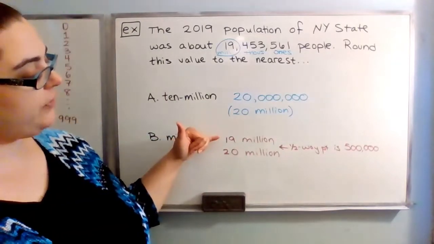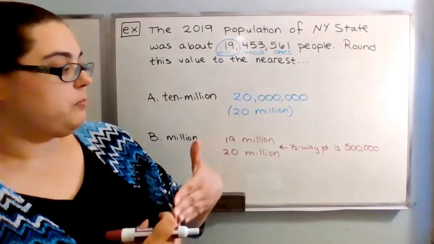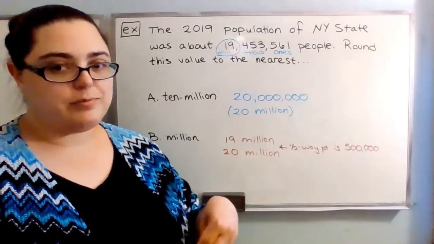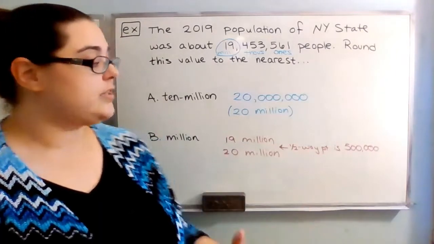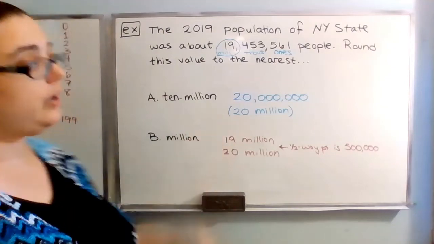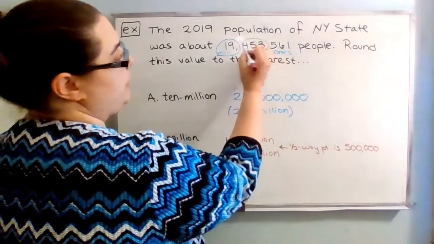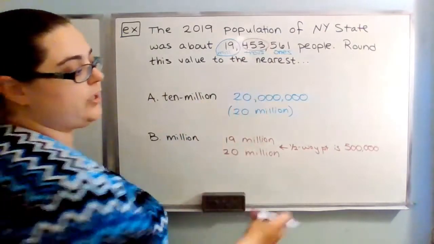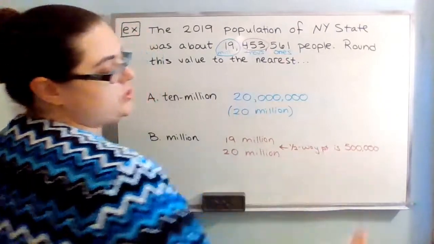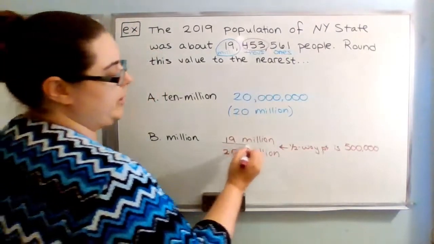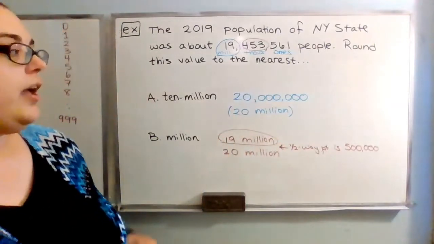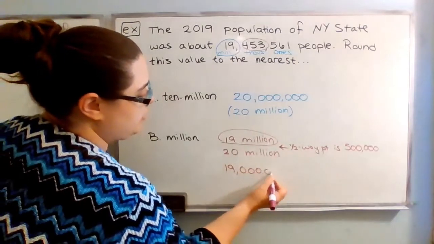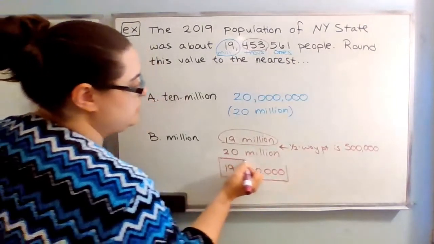So if I have 19 million and then more than 500,000, that means I'm going to be closer to 20 million. And if I have 19 million and then smaller than 500,000, that means I'm going to be closer to 19 million. So when I look at how many thousands we have here, we have 453,000. 453 is smaller than 500. So since we're smaller than the 500, we're going to be at 19 million. And the way we would write this in standard form would be 19 and then 6 zeros afterwards. So this would be our answer.